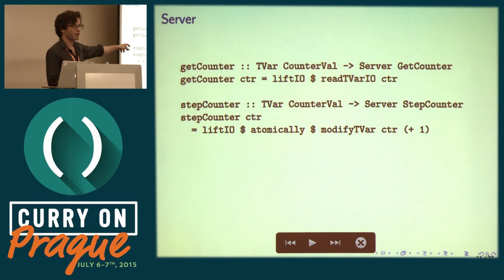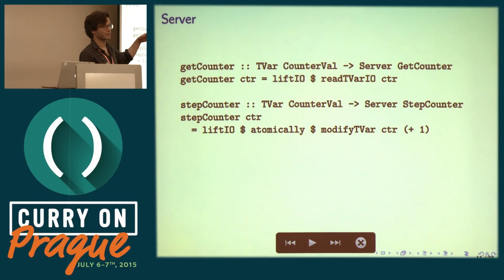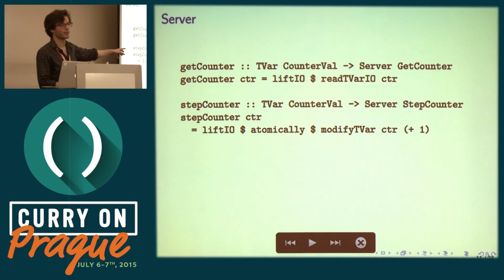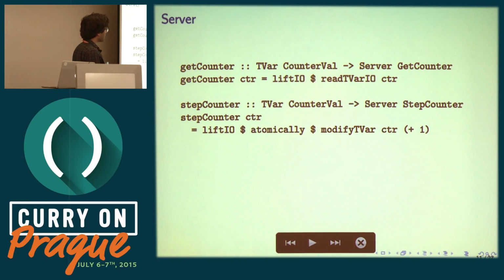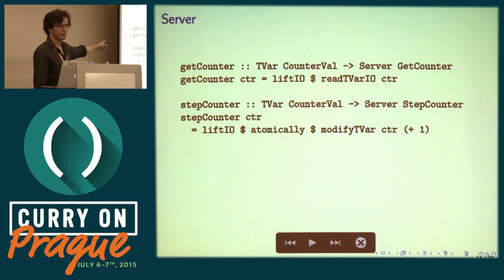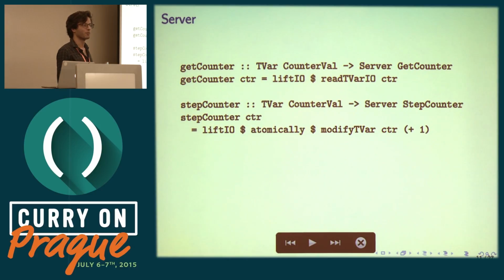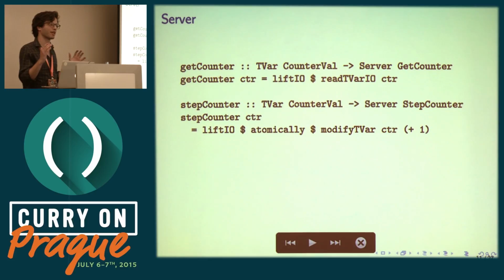The server get counter and server step counters are type synonyms or associated type synonyms that will get resolved into something that I'll explain in a second. But as you can see, these two handlers are not at all aware of the fact that they exist in the context of a web API, because we've already largely handled that aspect of it by describing the API.